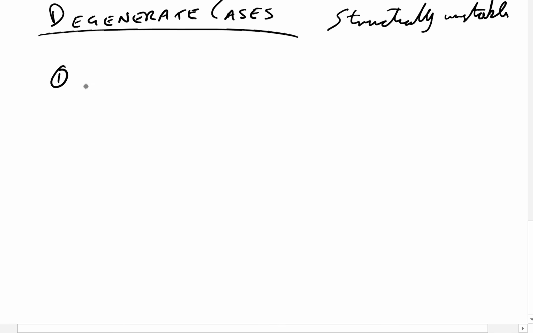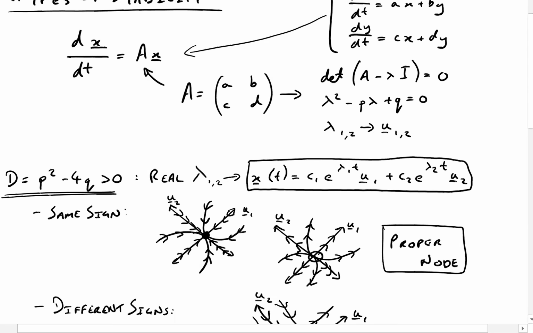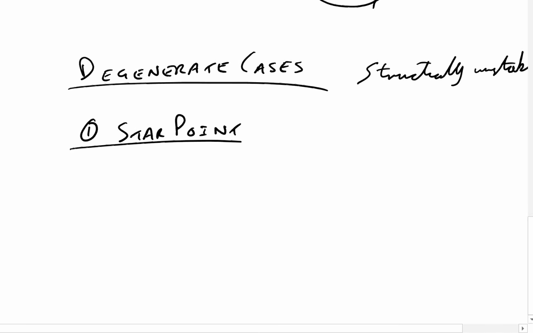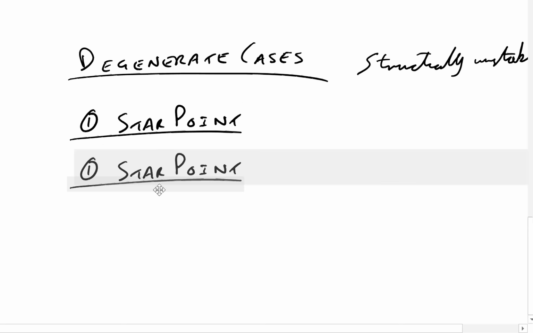So this is the first one, and it's called a star point. Basically, we've looked at the case when the discriminant is less than 0 and when it's greater than 0. Obviously the next case we're going to consider is when the discriminant is equal to 0. So maybe I should consider that before we consider this point.